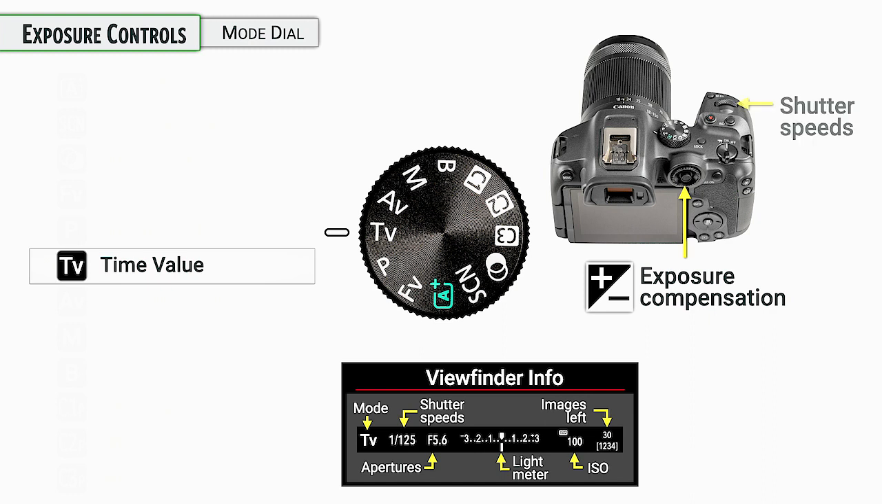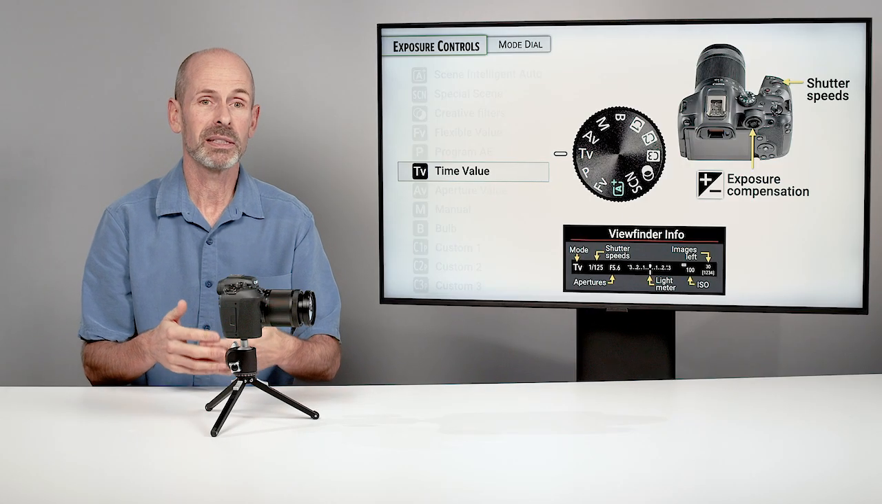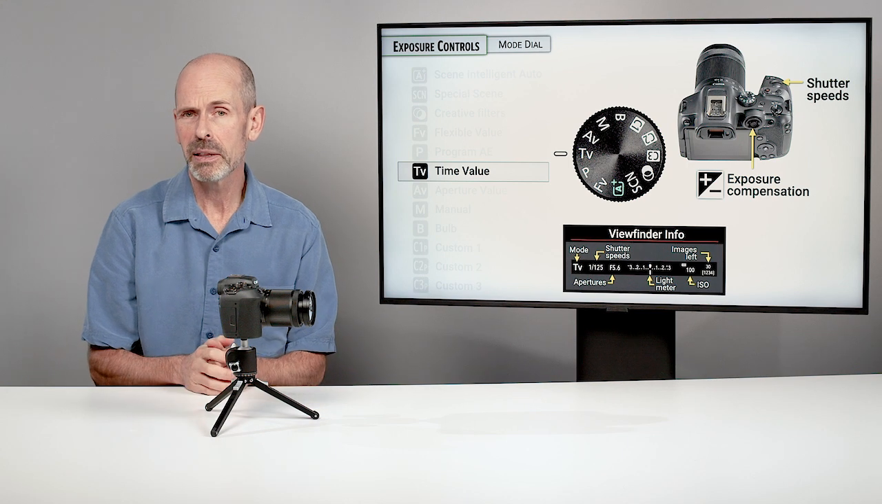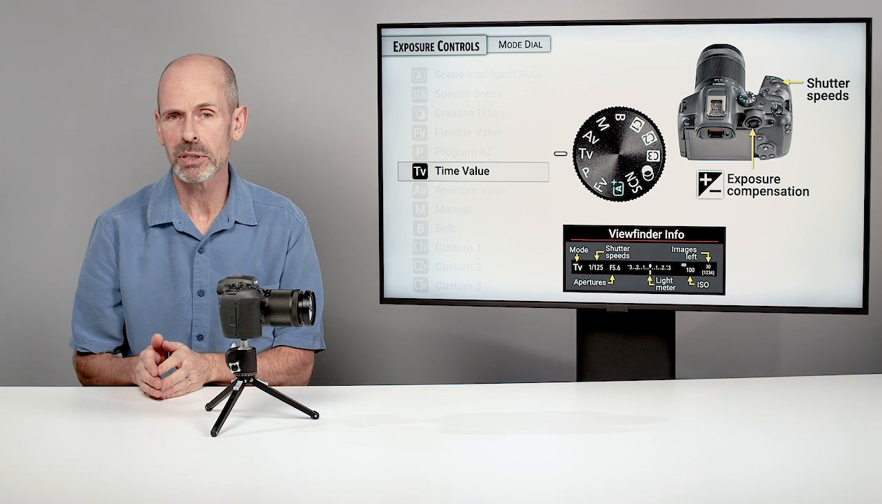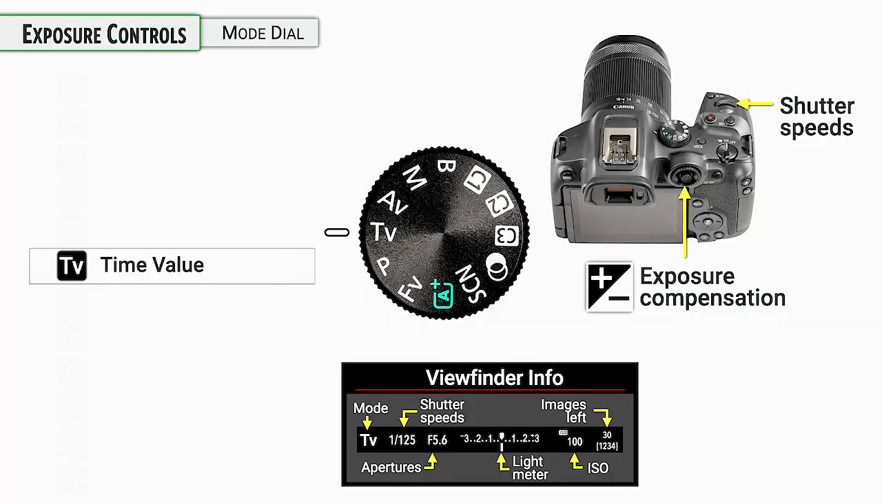All right, next up is the time value mode. This is called shutter priority by most other companies out there, but time value here means that you are in charge of setting the time or the shutter speed, and the camera will figure out the aperture. You're still setting ISO on your own.